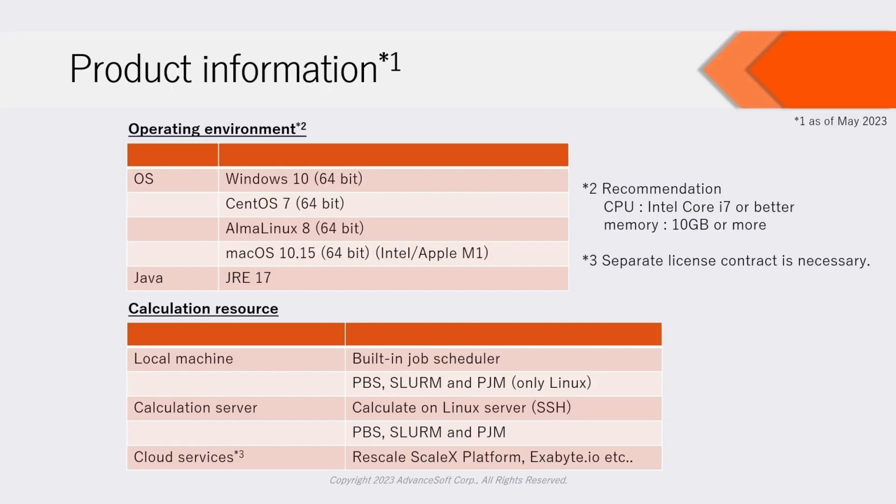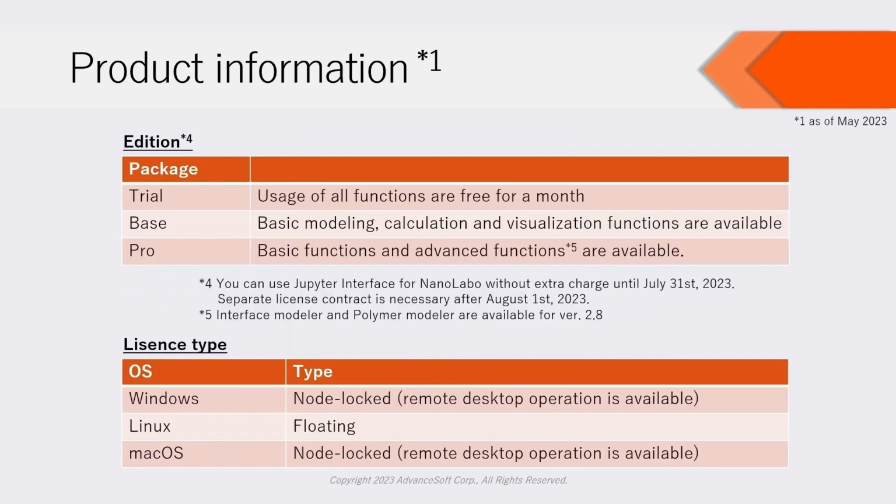Finally, we show product information. NanoLabo can operate on Windows, Linux, and Mac OS. Calculations can be executed on not only local machine but also calculation servers or clouds. For NanoLabo, Trial Edition, Base Edition, and Pro Edition are available. Regardless of edition, you can use Jupyter interface for NanoLabo without extra charge until July 31, 2023. Separate license contract is necessary after August 1, 2023.